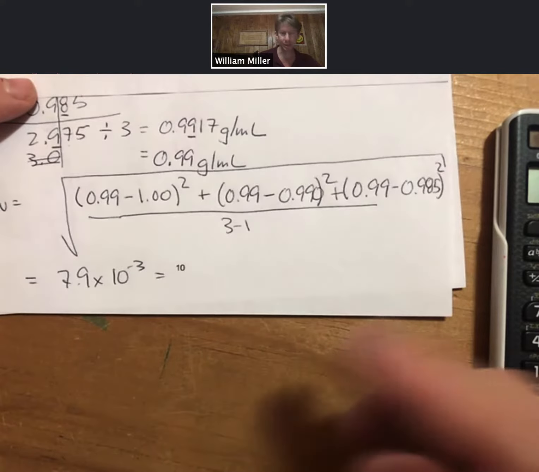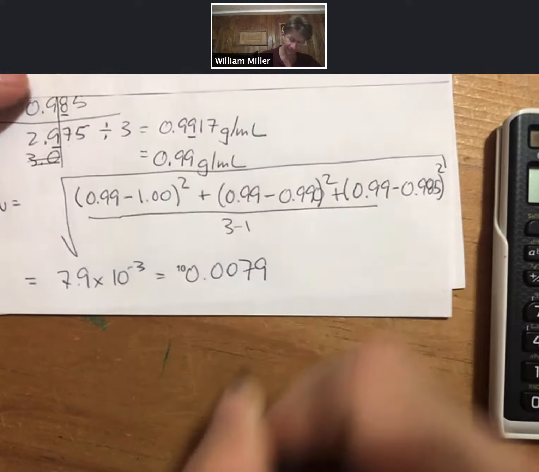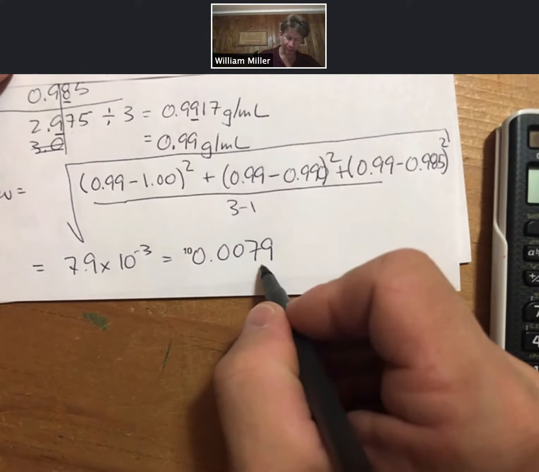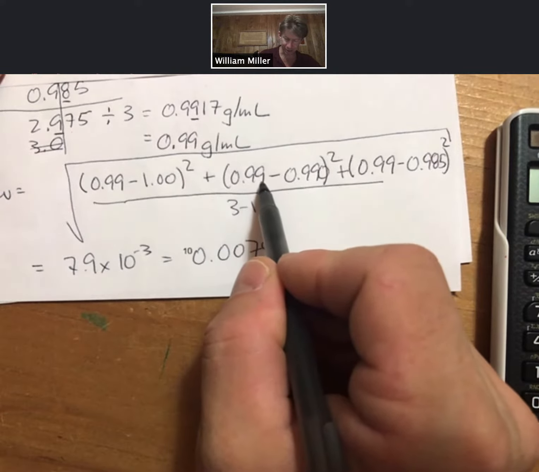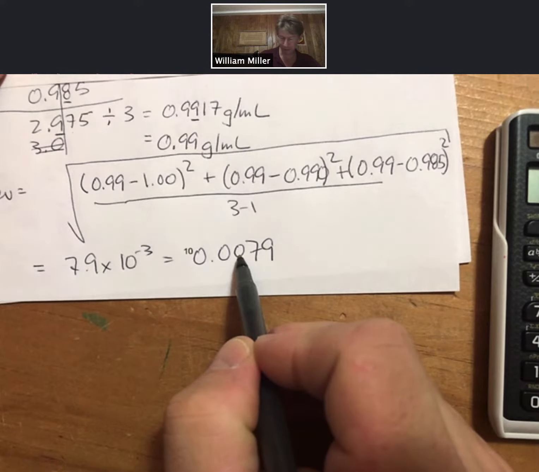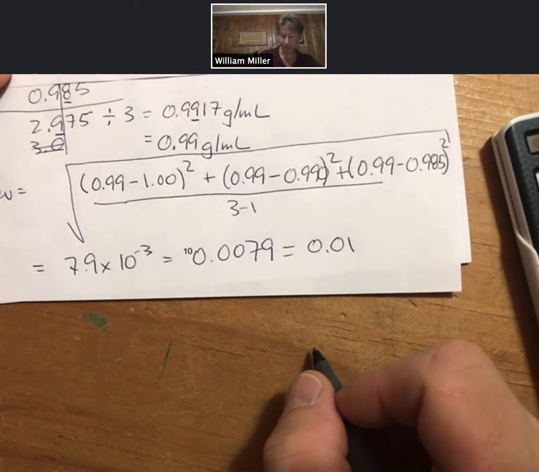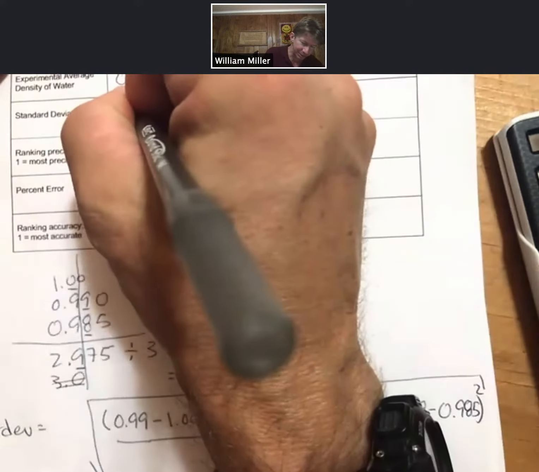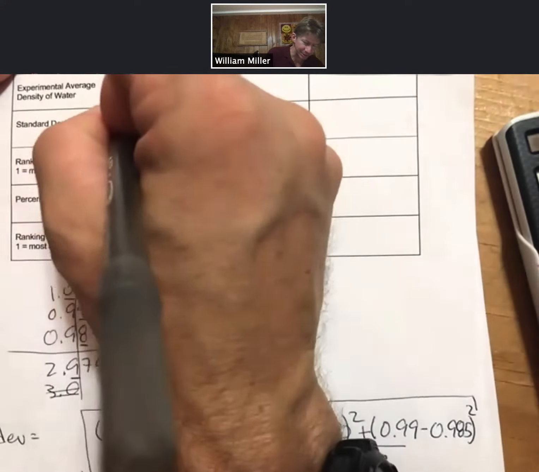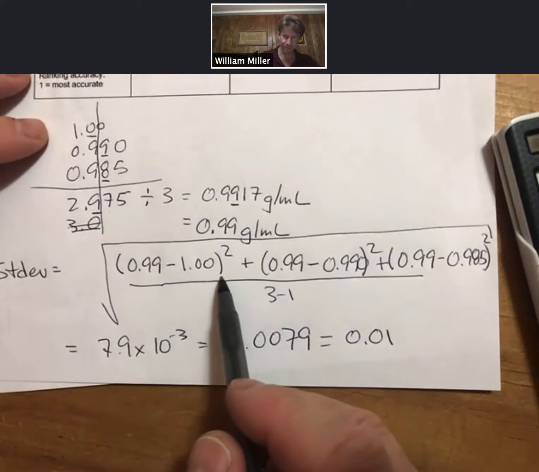Which, if I wrote it out in regular numbers, would be 0.0079, and for our purposes, since our 0.99 only goes to 2 decimal places, we're going to round this to 0.01. And that is our standard deviation. We are going to put that right here, 0.01 grams per milliliter. And for standard deviations, it is plus or minus. So that's the calculation for standard deviation.